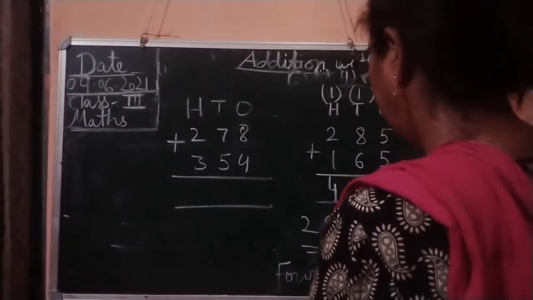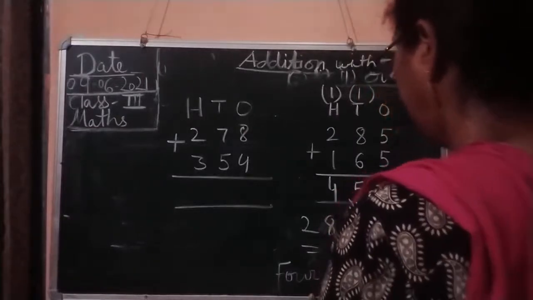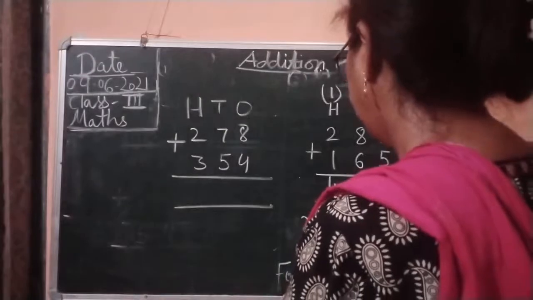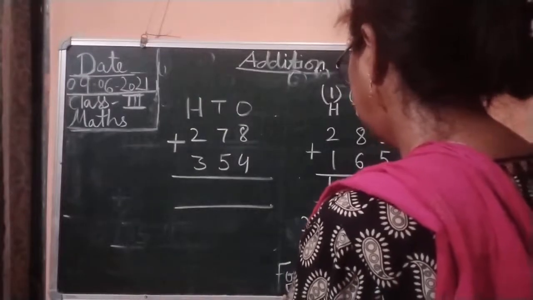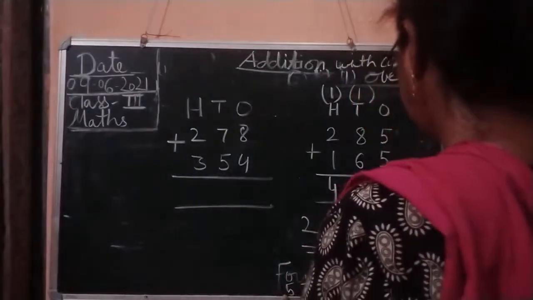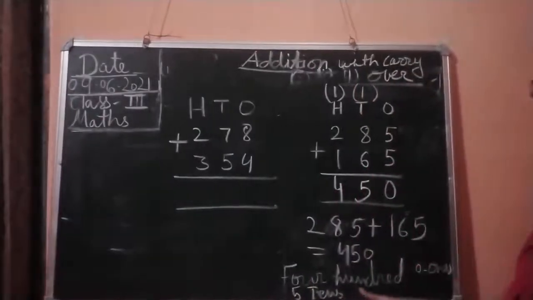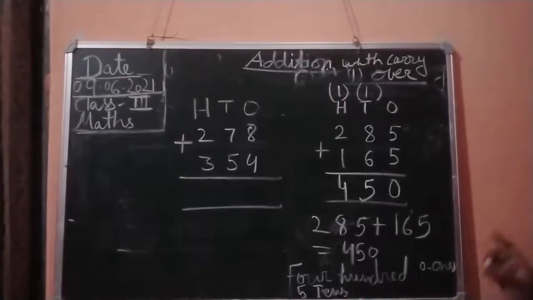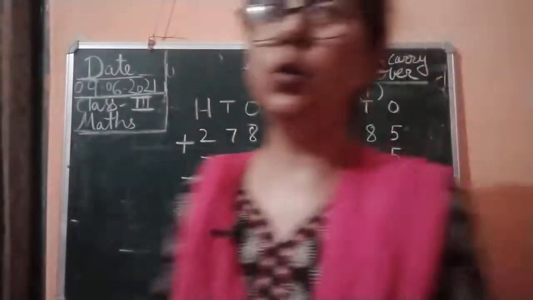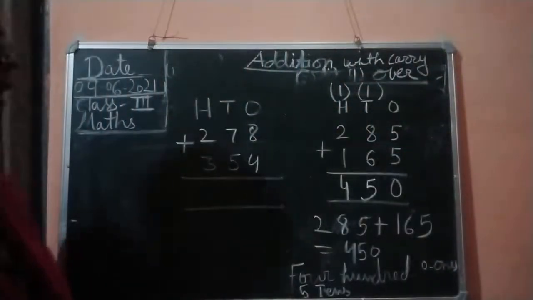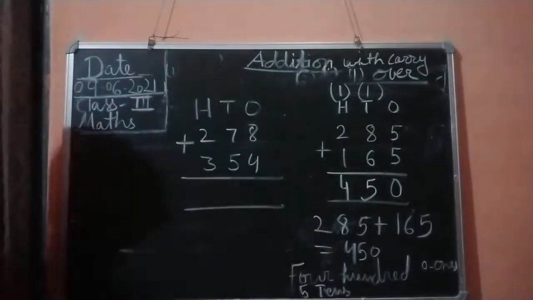400, 5 tens and 0 ones. Okay, so this is 400, 5 tens and 0 ones. So you can do it like this also. Now we are moving to the next one.